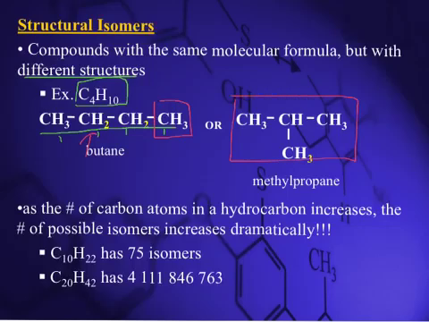The number of isomers can increase dramatically as the number of carbons increases. For example, C10H22 has 75 isomers, whereas if you double the number of carbons to C20H42, it has some 4 million different possible isomers.